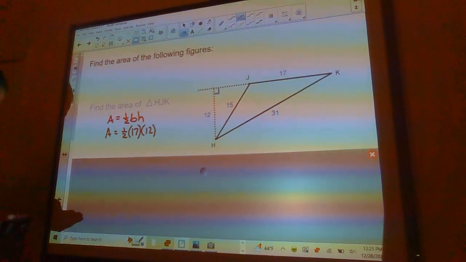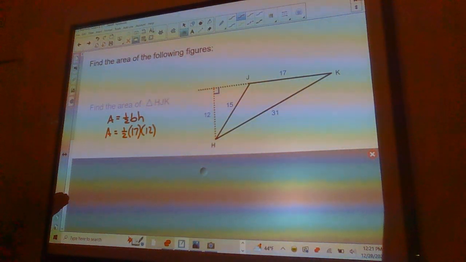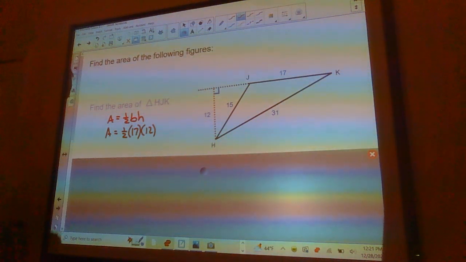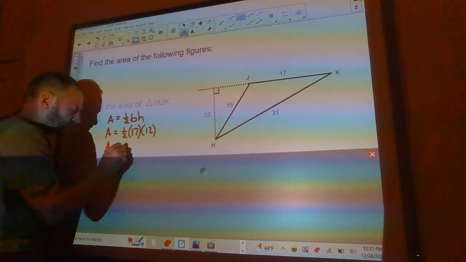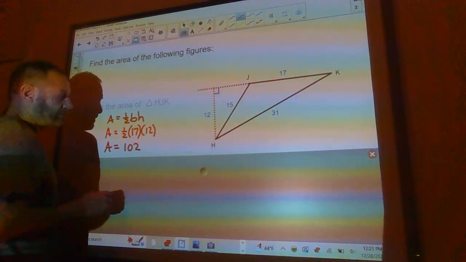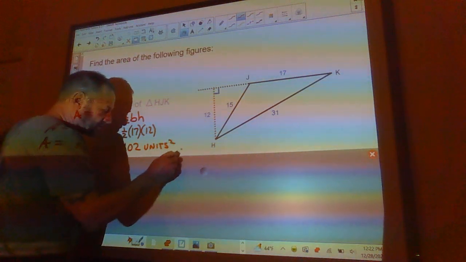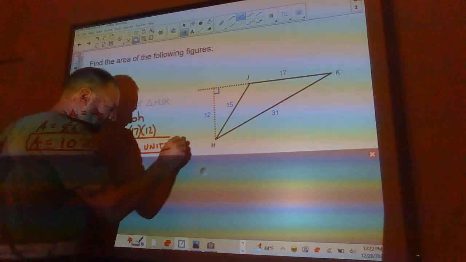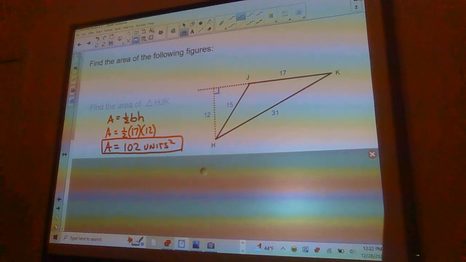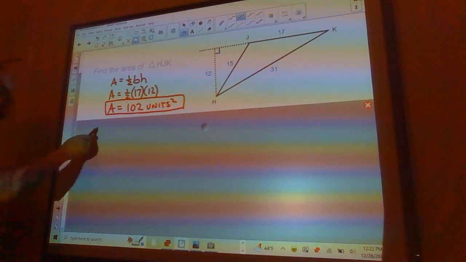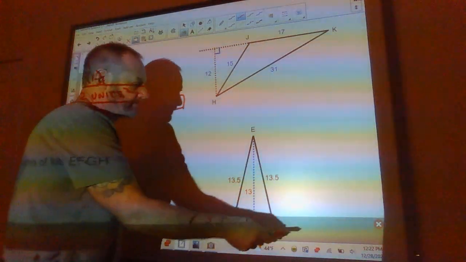Okay. And I'm going to go ahead and calculate that. 0.5 times 17 times 12. That's going to be 102. So the area is 102. Now, I don't have any units on here, so it's just going to be square units.